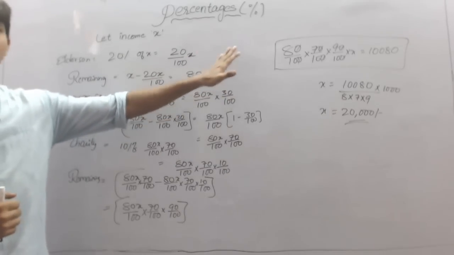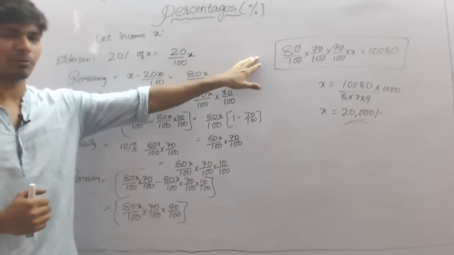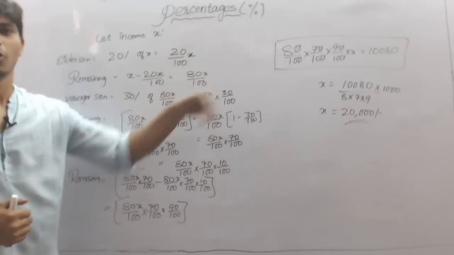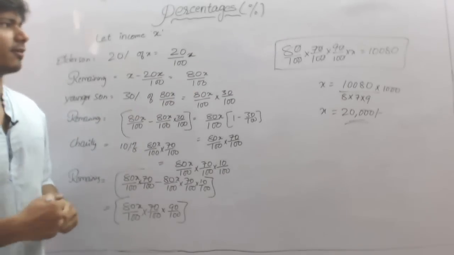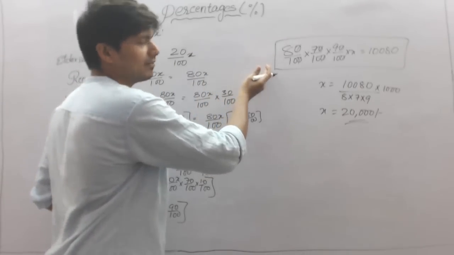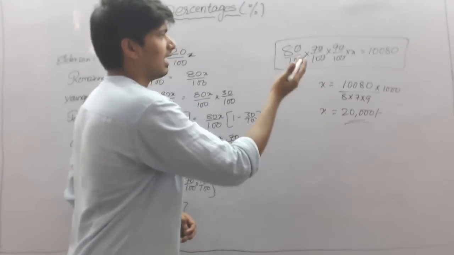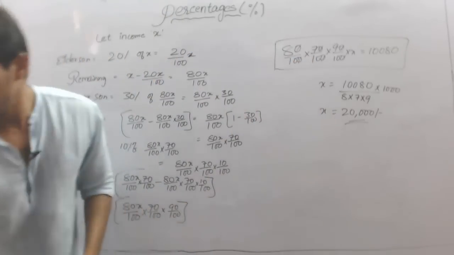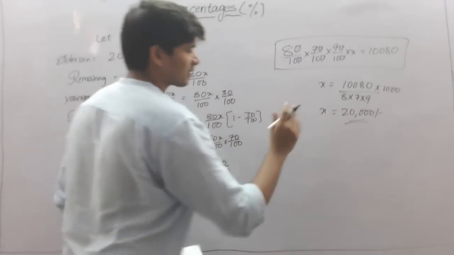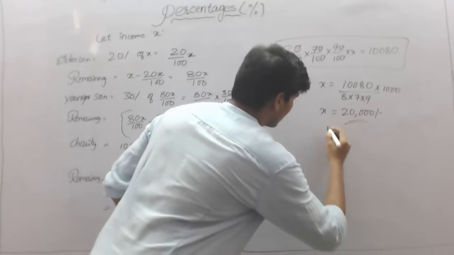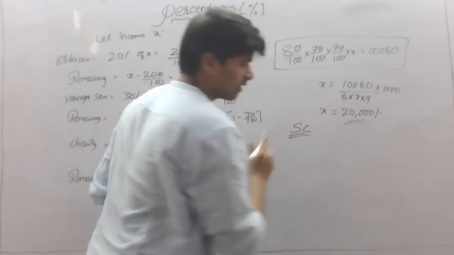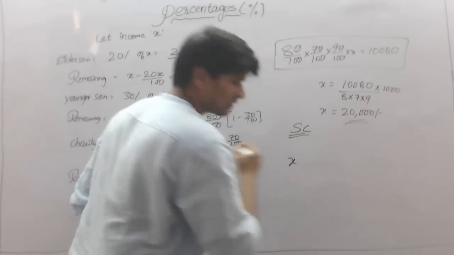But actually, the method people adopt is directly a shortcut. How do you evolve a shortcut? When the problem is given, that means if he is spending the income on the remaining, the direct shortcut is, earlier what he is spending, let the income be x.